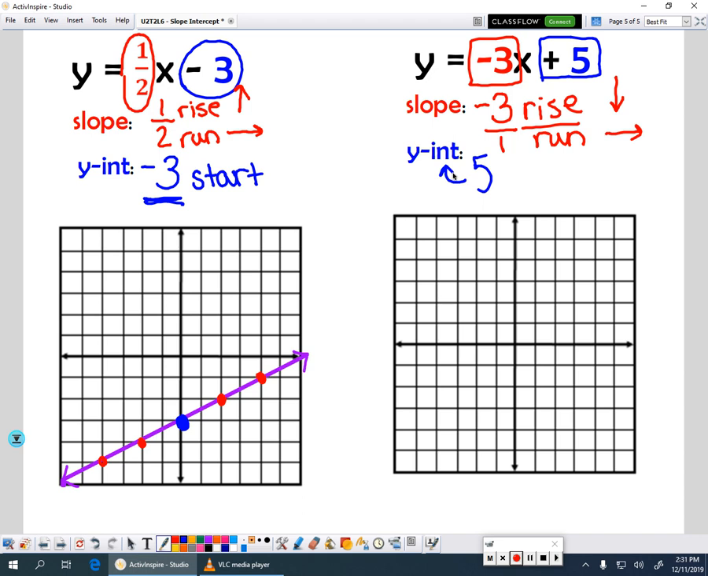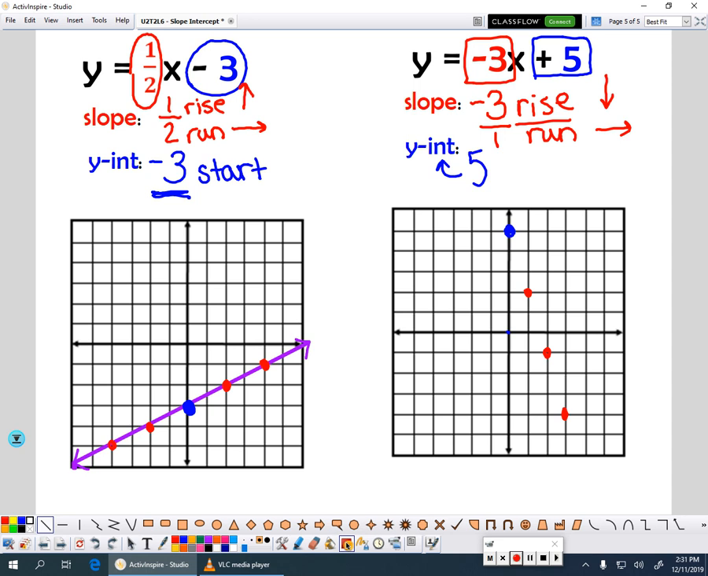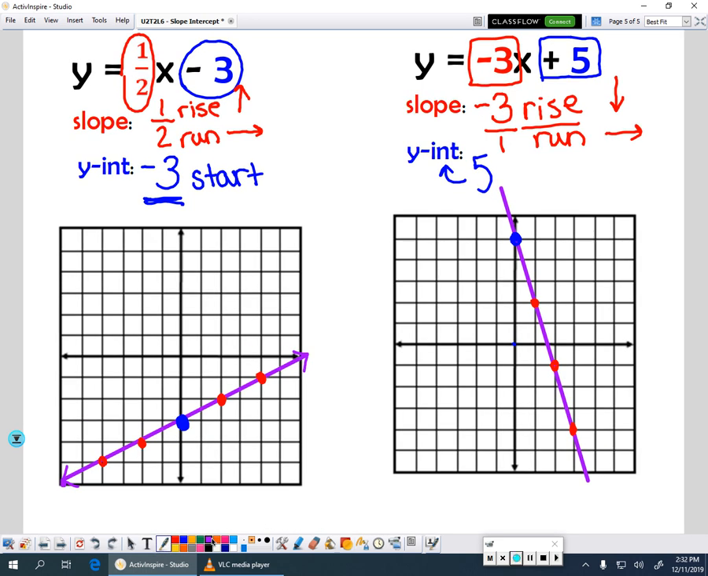Remember, that's our starting value. So when it comes to graphing this line, we're going to start at +5. So from my origin here, 1, 2, 3, 4, 5. That's my starting point. Now I'm going to use my slope, down 3 over 1, and I'm going to put a whole bunch of dots. And then finally, remember, our last step is going to be to connect these dots together to create a line. Okay? Don't forget your arrows.